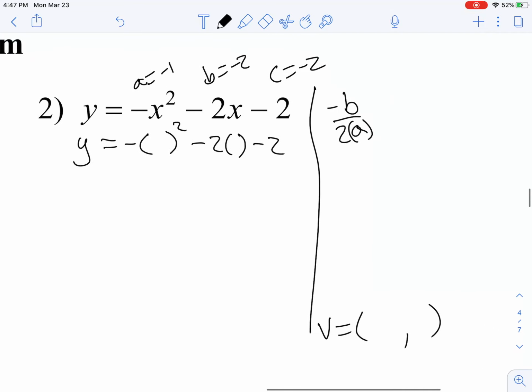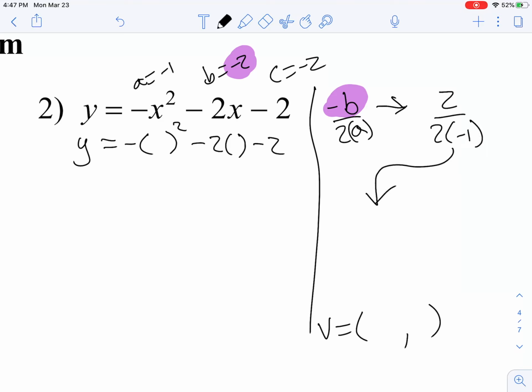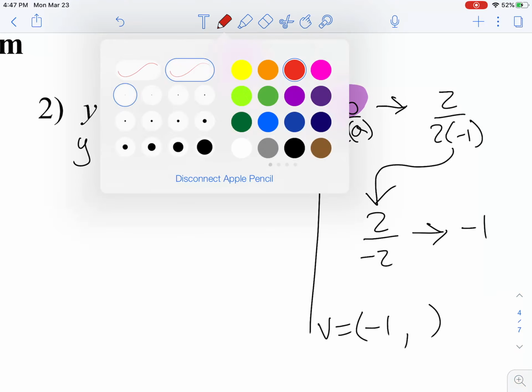All right, now that we have all the pieces down, we just start plugging in. So b is negative 2, so we're saying the opposite of negative 2, which is positive 2 over 2 times our a value, which is negative 1. That means we have 2 over negative 2, which means we have negative 1. We can take that value and plug it in, and then we're going to evaluate.